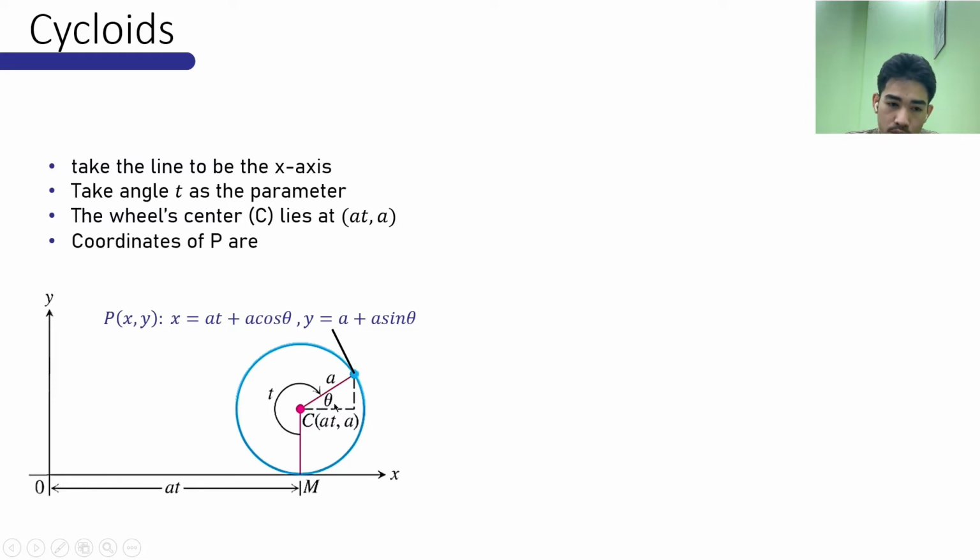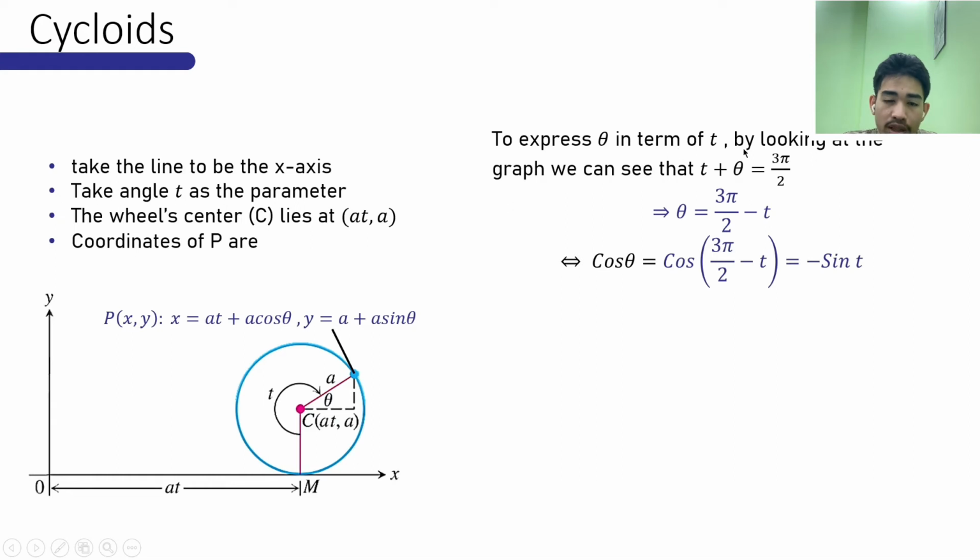We know the radius is equal to a. So if we drop a line to the y-axis here, then it would be a plus a sine theta. Now to describe theta in terms of our parameter, we need to look at how this thing moves. This is moving in a clockwise direction. If you recall from our previous visualization, this is 0, this is 2 pi, this is pi over 2, this is pi, and this is 3 pi over 2. So from this angle to here is going to be 3 pi over 2. That means t plus this angle theta gives 3 pi over 2.